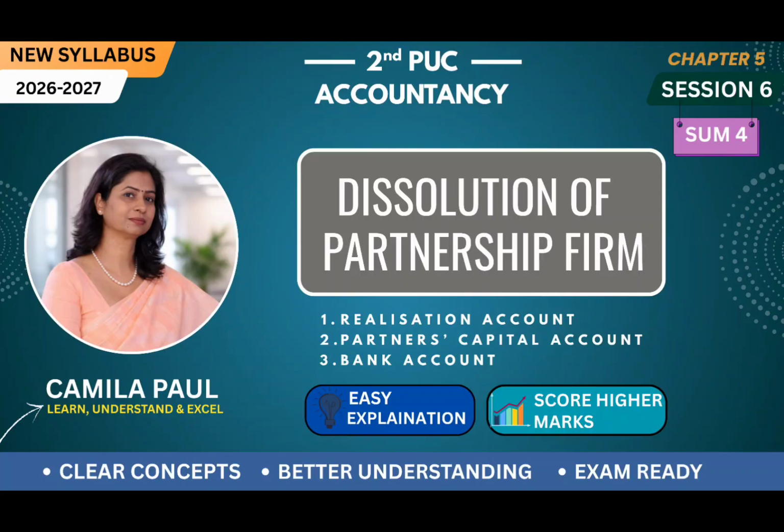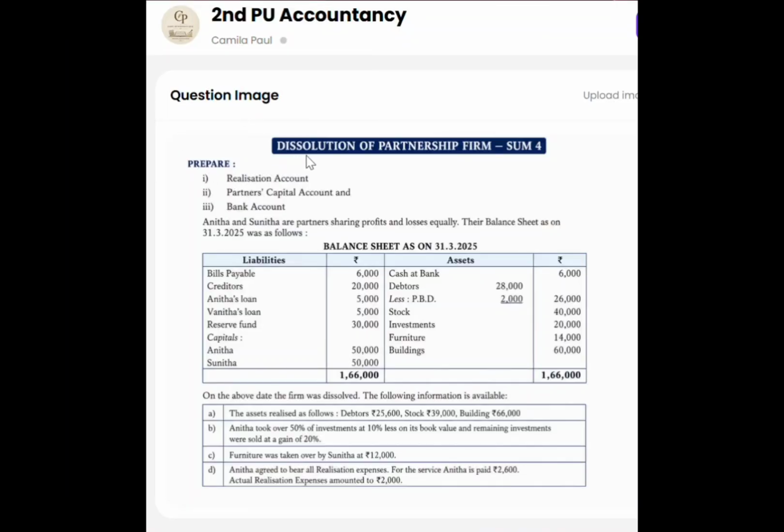Today we are going to see another sum under dissolution of a partnership firm with different adjustments. So this is the question given here under dissolution of a partnership firm. This is the fourth sum, which comes for 12 marks. Here we have to prepare the realization account, partners' capital account and bank account.